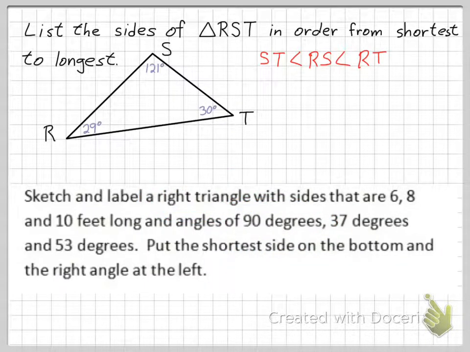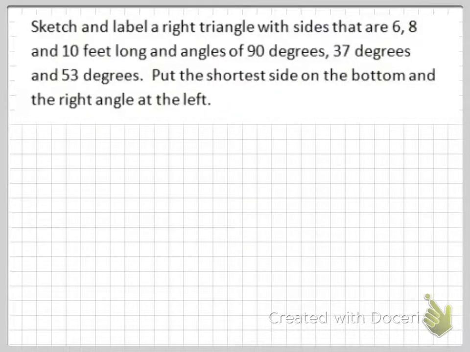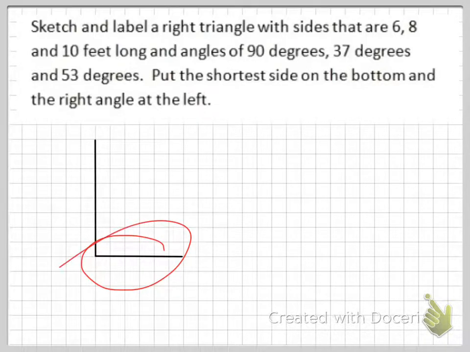Okay, so I'm going to skip frames here, but it says the exact same thing, so no need to recopy that down. I did that mainly for the class, so I can just move on and people can still continue to take notes. Okay, so let's continue. So let's see, put the shortest side on the bottom and the right angle at the left. So I would start off like that. There's my right angle, and it's towards the left, and I'm going to make this side the shortest side. Okay, so far I'm setting that up like that.